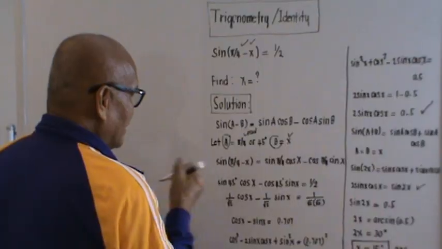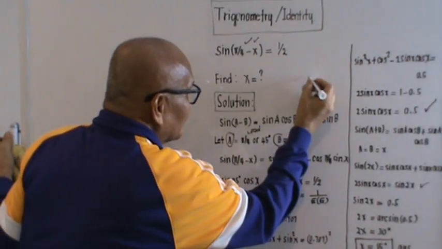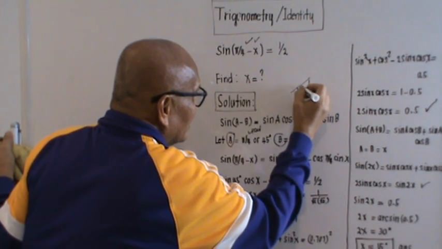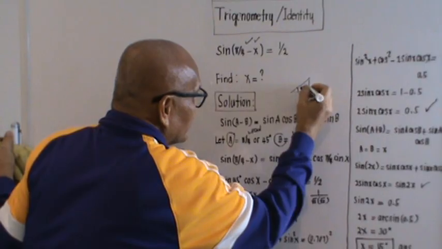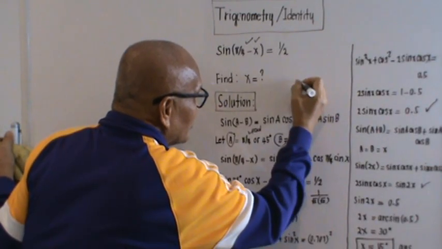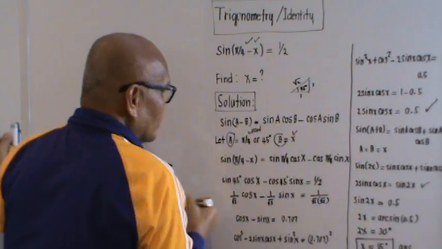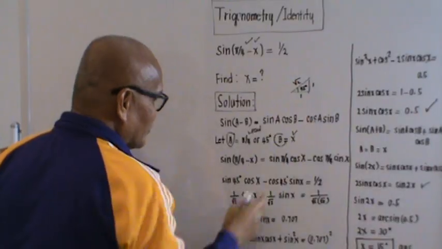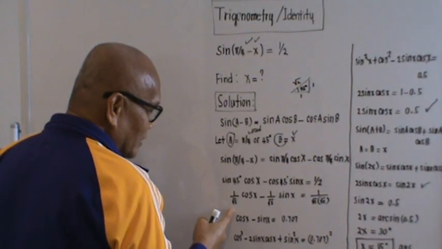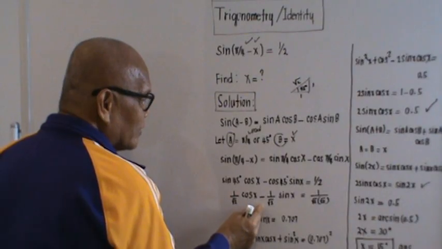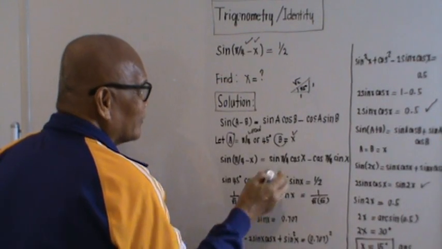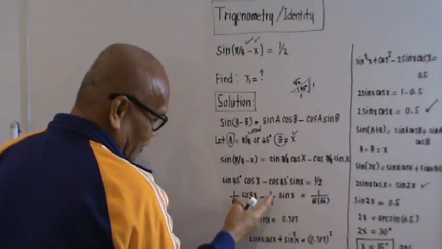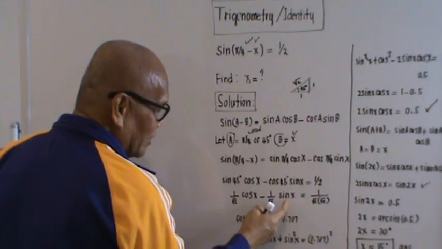For 45 degrees, we don't have to use our calculator. The sides should be 1 and 1, and the hypotenuse the square root of 2. So the sine of 45 degrees is the opposite over the hypotenuse, which becomes 1 over square root of 2 times cosine of x, minus cosine of 45 degrees, which is the adjacent over hypotenuse, still 1 over square root of 2, times sine of x.